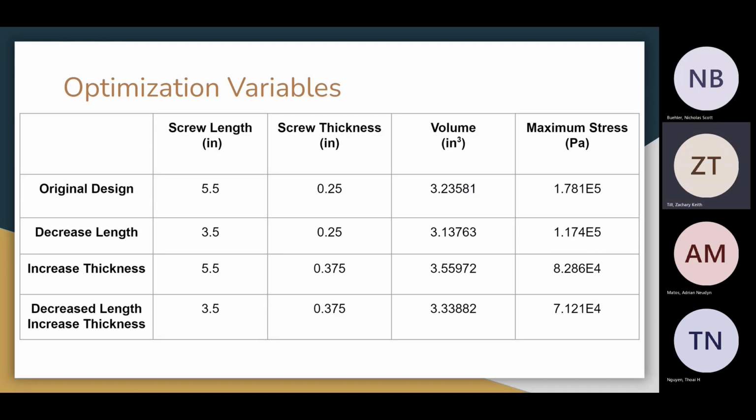Here is a chart of our various designs with their corresponding variables and volume and maximum stress values. Our original design has a length of 5.5 inches and a thickness of 1/4 inch. And then in our second design, we decreased the length to 3.5 inches. And then for our third design, we increased the thickness to 0.375 inches. And then lastly, we ran a test with both the decreased length and the increased thickness.